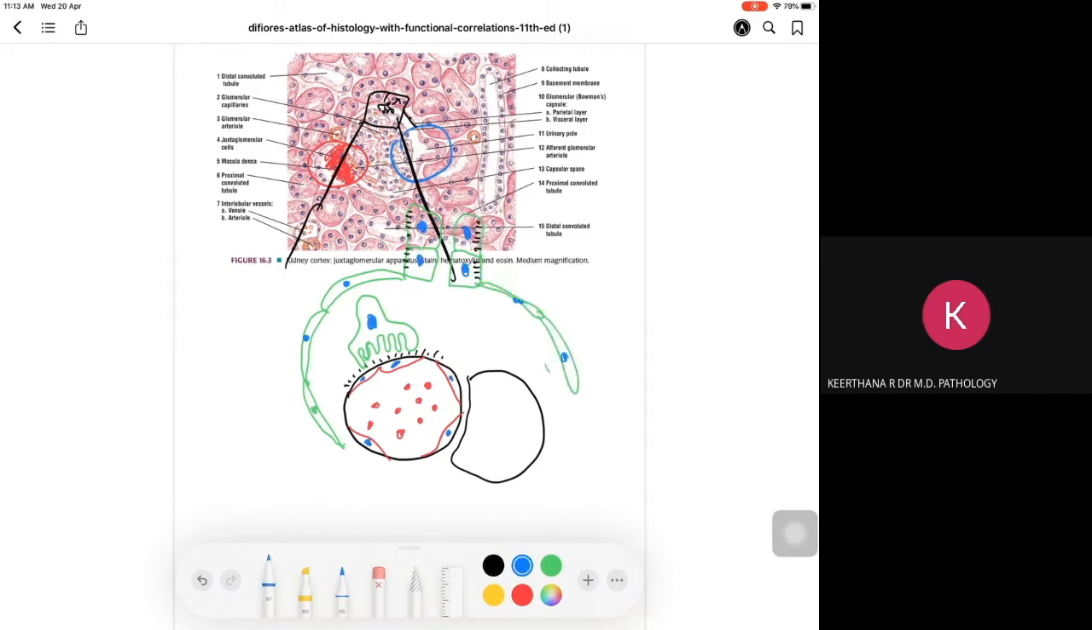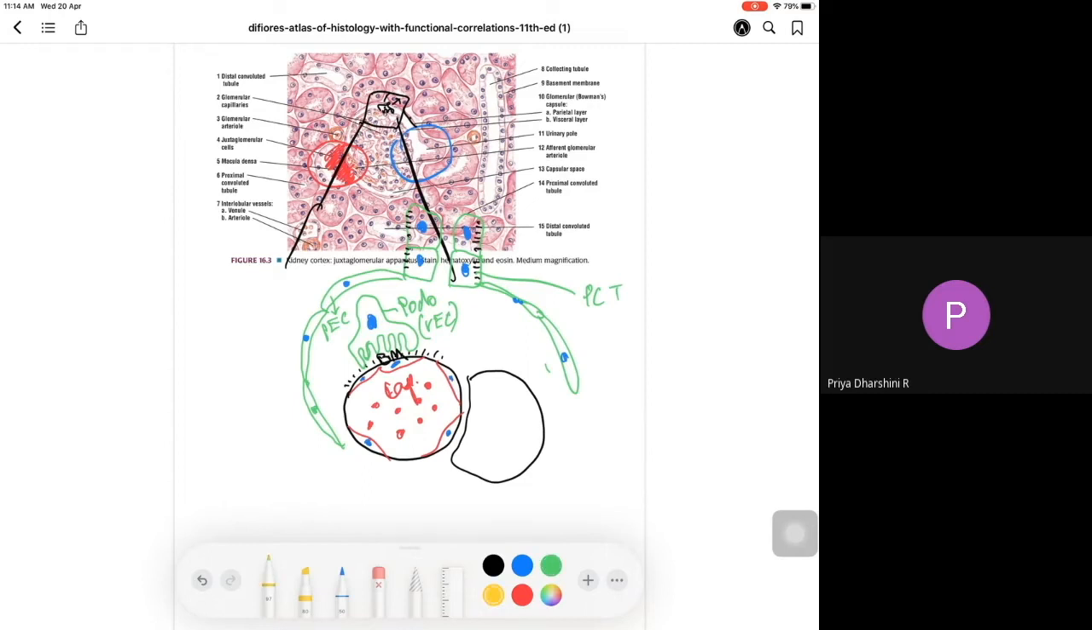So to identify the structures, this is the capillary, and this is the basement membrane. This is the podocyte, or the other name is visceral epithelial cell. This one is the parietal epithelial cell, and this is the proximal convoluted tubule. This is more for theory. You may not see it in this detail in a light microscope.